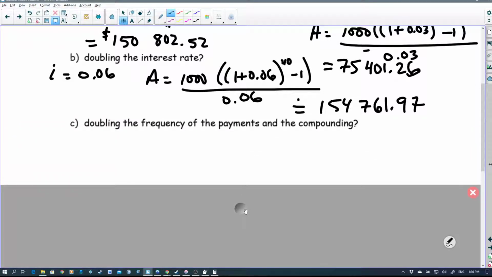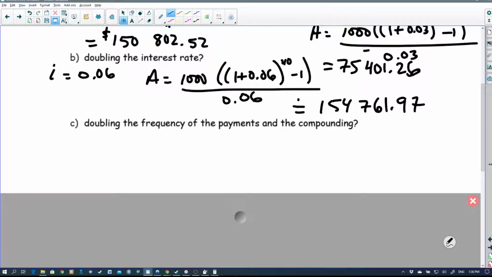What if I double the frequency of the payments and the compounding? So what does that mean? What was the frequency of the payments and the compounding frequency? The compounding frequency was semi-annually. What does semi-annually become if I double it? Semi-annually is, I think there's only one L there. Could be wrong. That looks weird. Whatever. What's the double of semi-annual? Thank you for the spelling. What's the double for that?